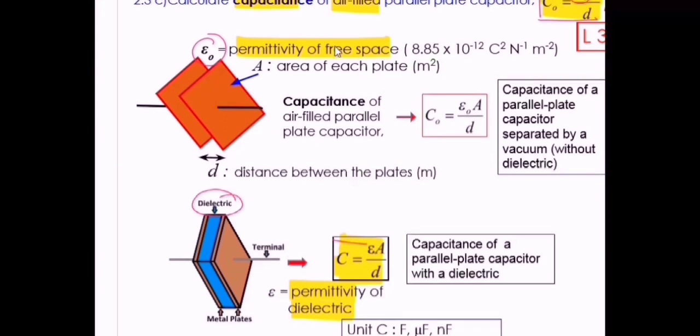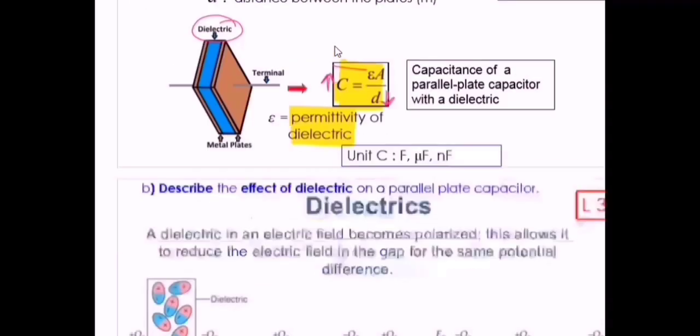Another thing I want to highlight from this equation is that D is the distance between the plates. That means if we decrease the distance between the plates, the capacitance would actually increase. I just want to highlight that the distance between the plates is inversely proportional to the capacitance.